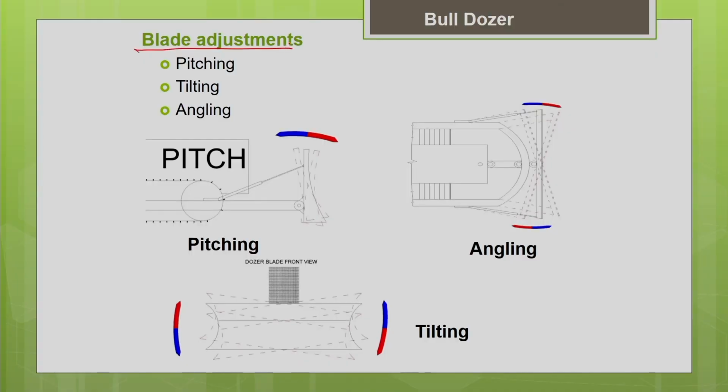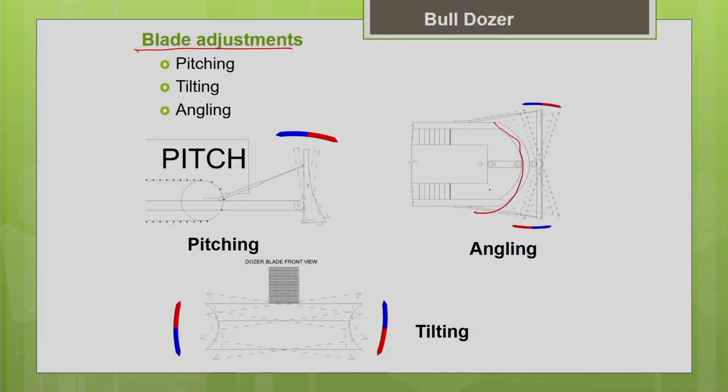So now let us look into the blade adjustments. What are all the possible movements with the bulldozer blade? As I mentioned earlier, the movements which are possible depend upon the connection between the tractor and the bulldozer blade. In some bulldozers you can see this kind of C-frame connection between the tractor and the blade. Those tractors will facilitate certain kinds of movements like angling.